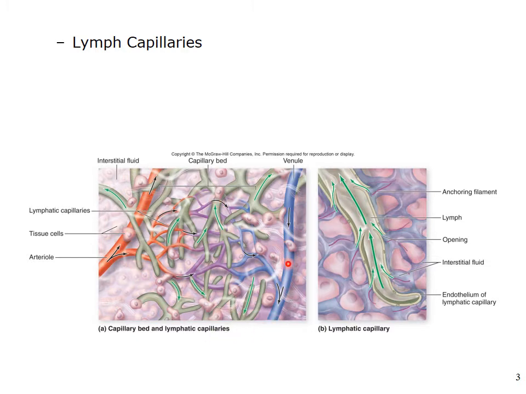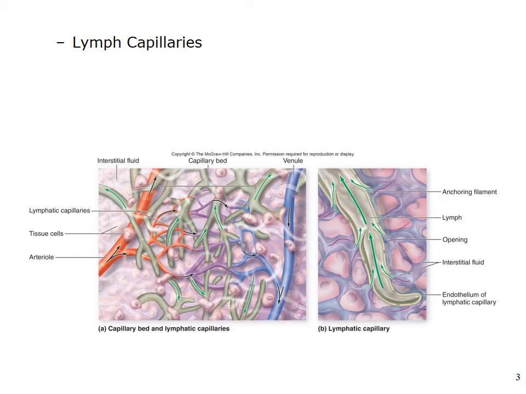Lymph capillaries are very similar to blood capillaries, but there are some very distinct differences. A first major difference is that these are closed-end vessels. When we think of blood capillaries, they're continuous, arterial end to venous end, but here we see that they end in a closed sac. Another major difference is that these lymph capillaries lack a basement membrane, making them thinner and even more permeable than blood capillaries.